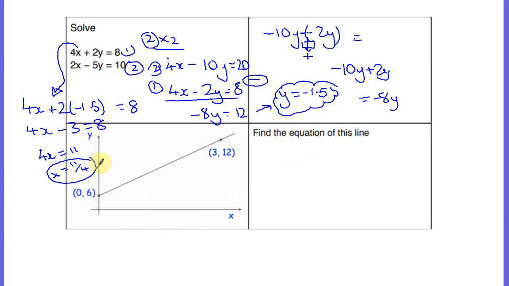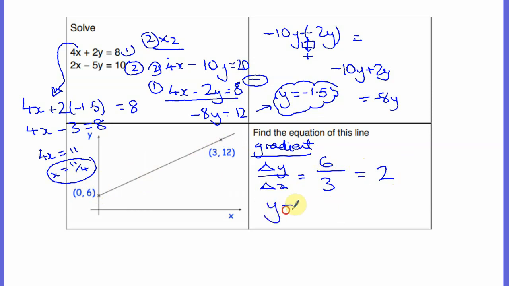Finding the equation of this line. First of all, we need to find the gradient. Once we have a gradient and a point, we can figure out the equation of this line. So the gradient is going to be my change in y over my change in x. My change in y is going from, so 0, 6, that means 0 across, 6 up, and we go all the way to 12 up. So my change in y is going to be 6, from 6 to 12. And my change in x has gone from 0 to 3. So my gradient equals 2.